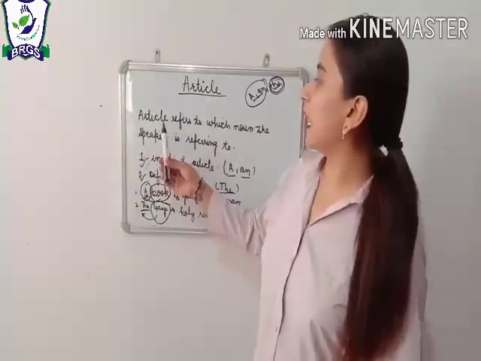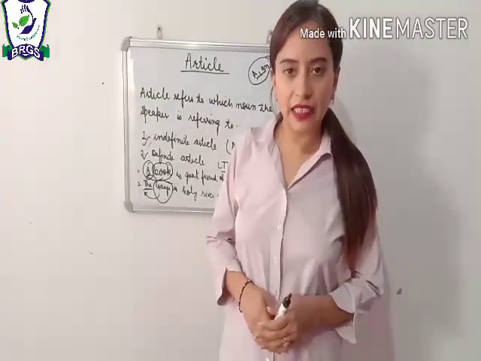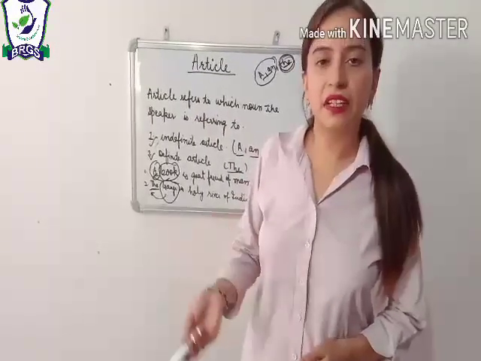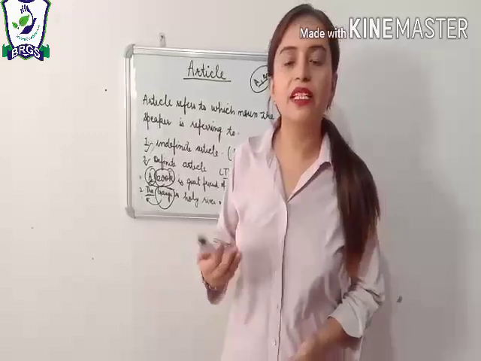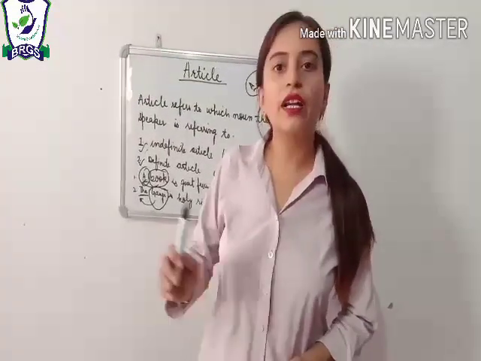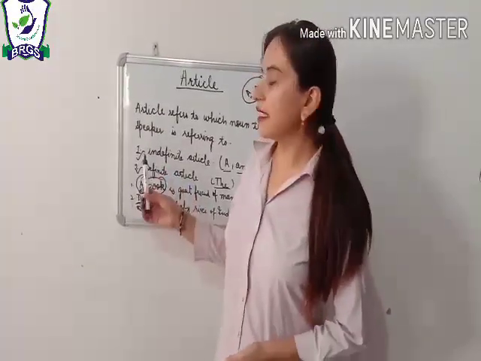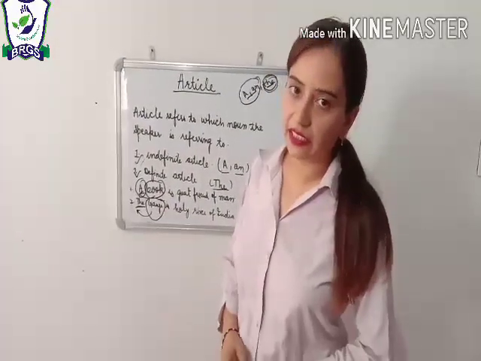Let us come to the first definition of the article. Article refers to which noun the speaker is referring to. That means the speaker is referring to which version of noun, any common noun or any proper noun. Okay. And the articles are of 2 types, that are indefinite article and definite article.